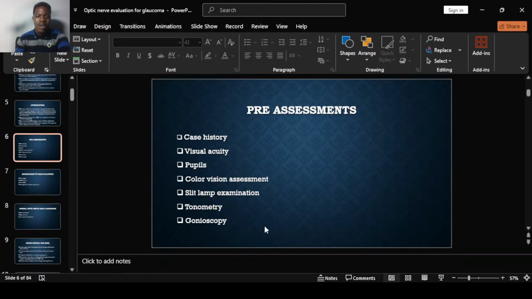Also we want to look at the pupils, make sure that the pupils are reacting. You know, in some forms of glaucoma, the pupil can be dilated, so we want to be sure that the pupil is not dilated. Also, color vision assessment is very important. Slit lamp examination, tonometry to check the eye pressure, and then finally gonioscopy.